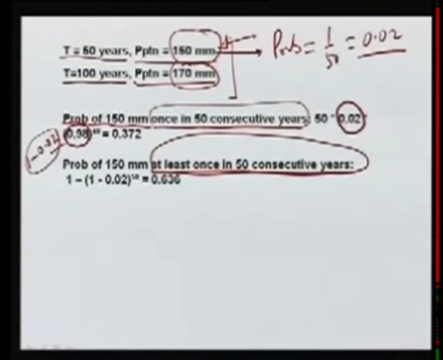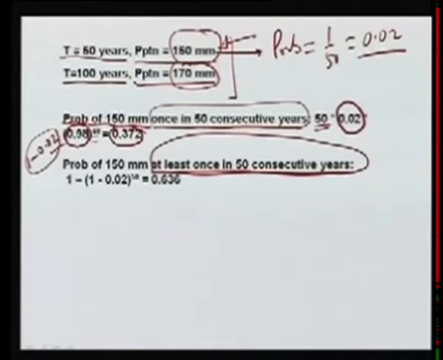So the probability that it will occur in 1 year and not occur in other 49 years is 0.02 into 0.98 to the power 49, and then 50, because it can occur that 1 year of occurrence can be anywhere in the 50 years. So this gives us a 37.2% probability that the 150 millimeter rainfall will occur once in 50 years.